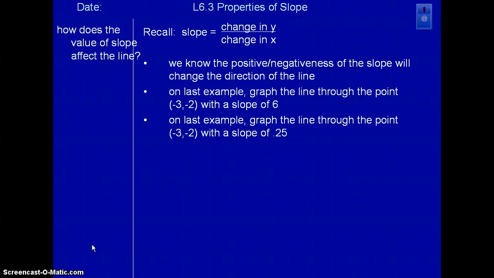So on the same graph that you did your last example, I'd like you to add 2 other lines. So again, through the point -3, -2, graph a line with a slope of 6, following the same process. And then we're also going to graph the line through the point -3, -2 with a slope of 0.25. It might be handy to know that 0.25 or 25/100 is also the same as 1/4. Go ahead and take a moment to graph those on the same graph. We're going to do some comparing here, so we do want to put them on the same graph.